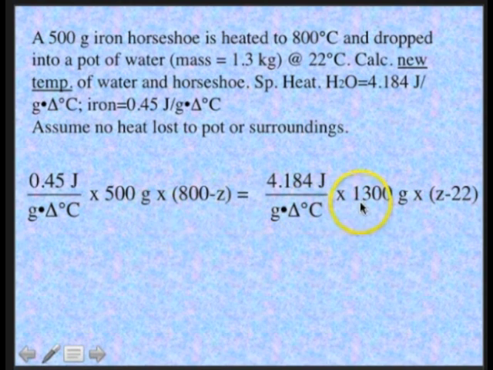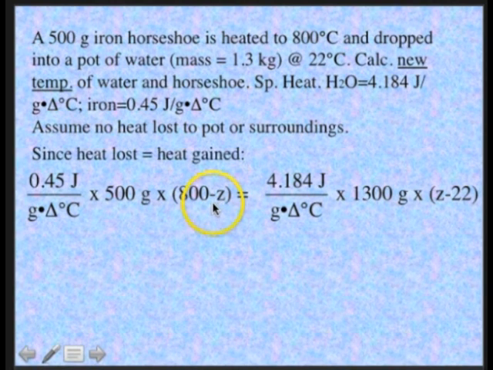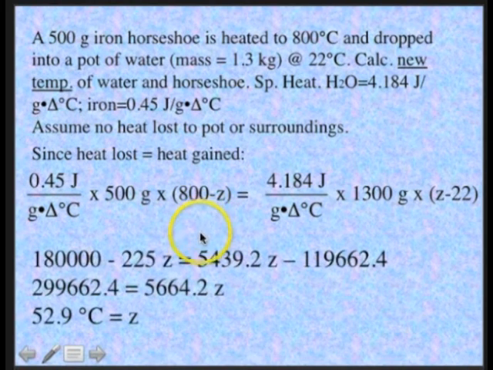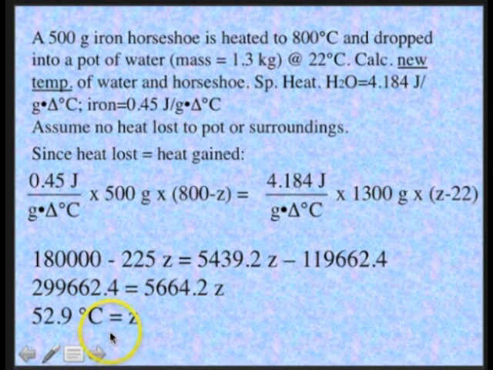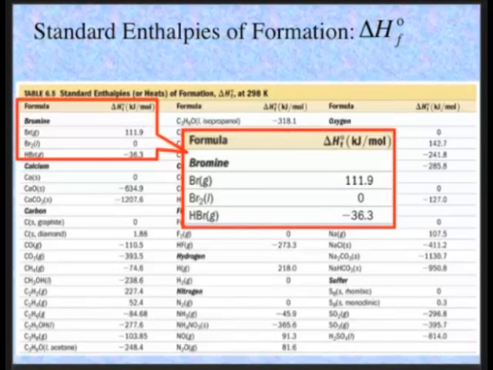And now we have an algebraic expression, and all we have to do is solve that equation for Z. Heat lost equals heat gained. So it's going to be something like this. We solve it, Z, and we get 52.9, the new temperature.